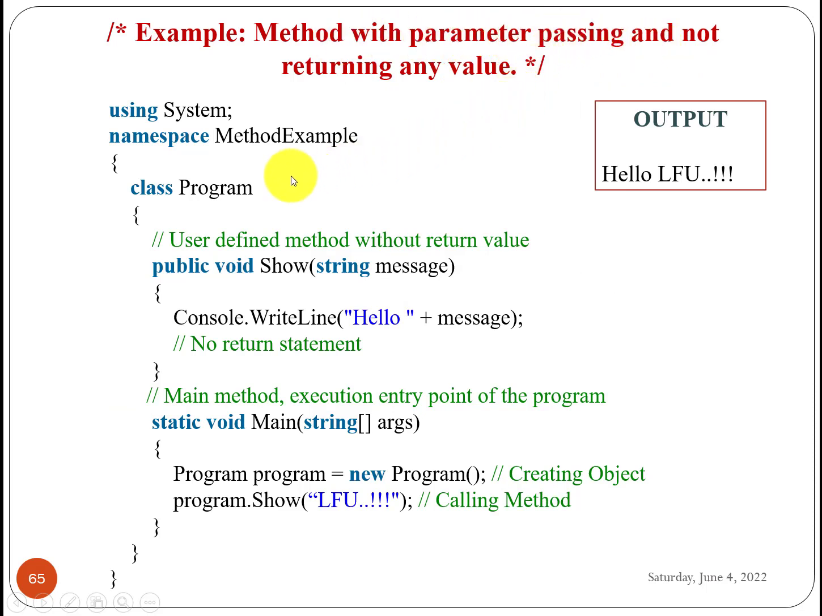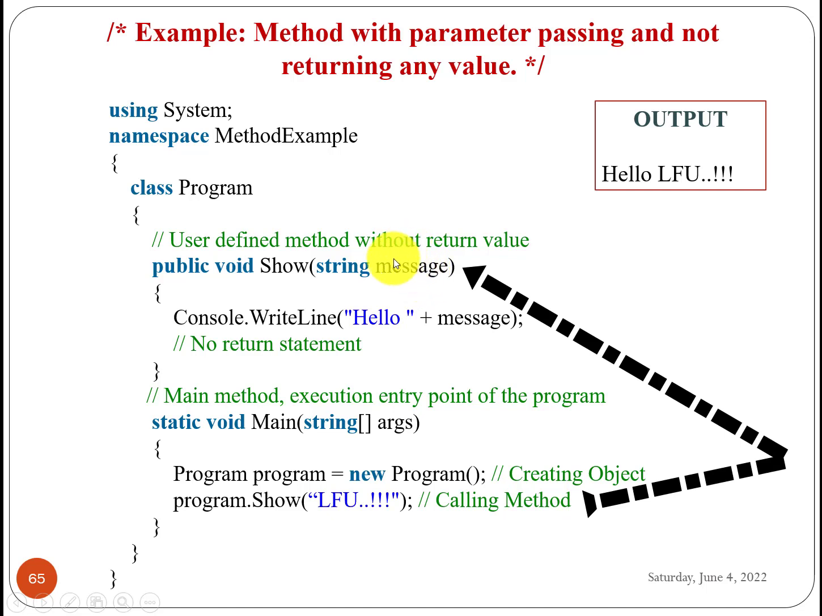So here in this program class, we see public void show string message. String is the type of data we are passing here. Message is the name of the variable. Void is the return type, so it does not return any value because it is a void return type. And then show is the method name, same as before, and we are passing a parameter of string type.